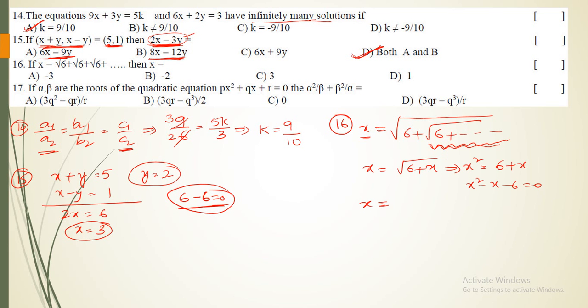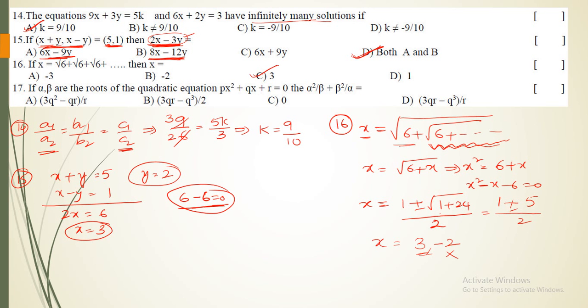So from this, using the formula method, what I am going to get is 1 plus or minus square root of 1 plus 24. Because minus b, so b square minus 4ac. b square is minus 1 whole square, 1, and 4ac is minus 4 into 1 into minus 6, by 2a. So 2 times 1 is 2, right? So this becomes 1 plus or minus 5 by 2. So from this, x is equal to 1 plus 5 is 6, 6 by 2 is 3, 1 minus 5, minus 4 by 2 is minus 2. Since this is a square root, the square root value is always positive, so x is equal to 3 is my answer. So option C is my answer, right?